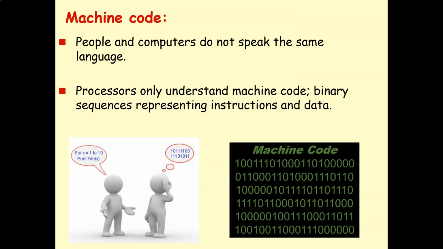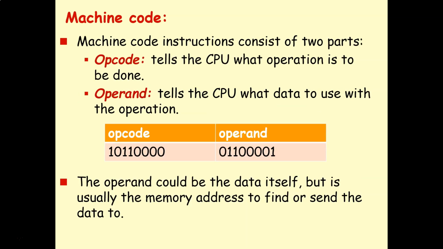People and computers unfortunately do not speak the same language. Processors only understand something that we call machine code, binary sequences representing instructions and data. Machine code instructions consist of two parts: an opcode that tells the CPU what operation is to be done, and an operand which tells the CPU what data to use with the operation. The operand itself could be data, but it's usually just the memory address to find or send the data to.